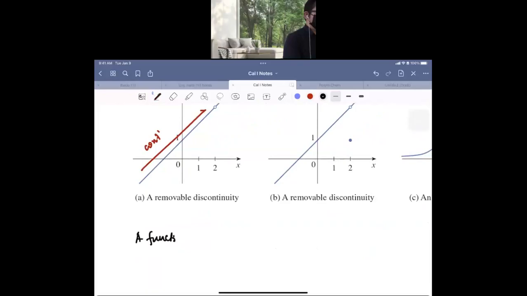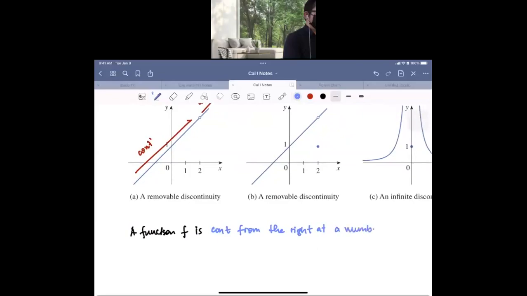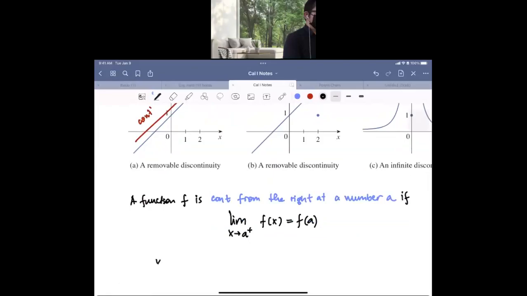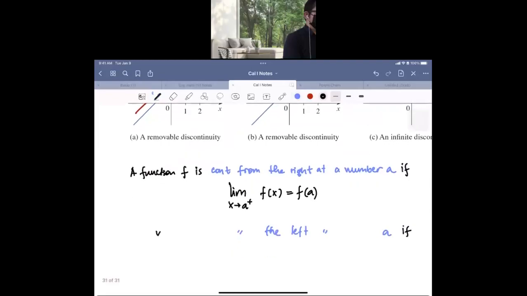So we can write: a function f is continuous from, let's say, the right at a number a if the limit, and we write x approaching a from the right, of f of x is equal to f of a. And in the same way, it's continuous from the left at the same number a. I'm skipping some words, but it's the same thing. That's the limit as x approaches a from the left is equal to f of a.